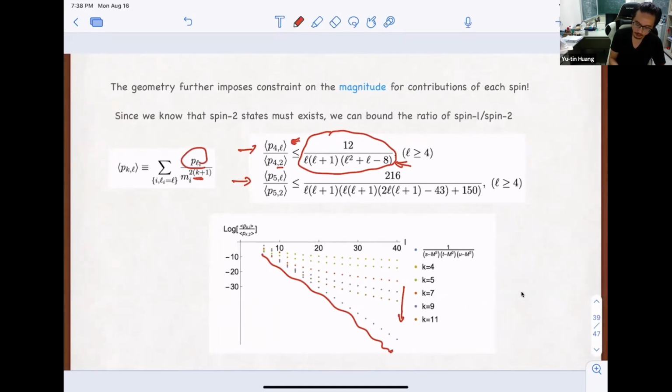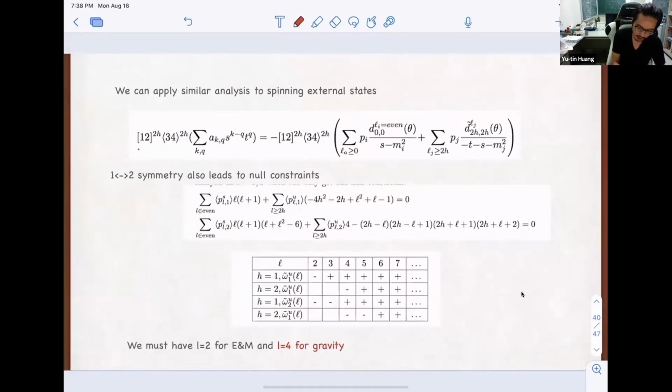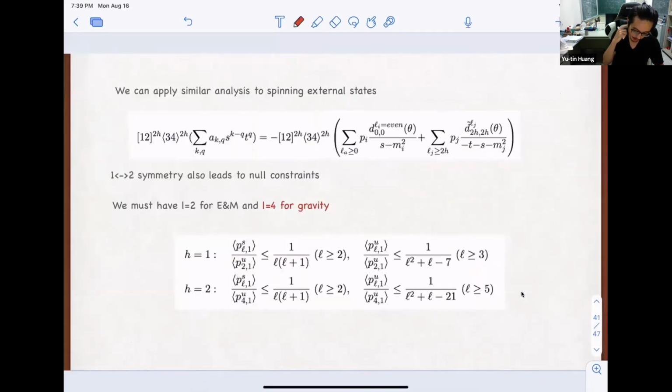Of course, you can do the same analysis if you have external helicity states. For example, the simple analysis tells you that for h equals 1, you immediately see that you need to have a spin 2 state, because here everything is positive and this is negative. And for h equals 2, you see that everything is positive beyond here and you have a negative here, so you have spin 4. So you can also deduce non-trivial statements about what must appear in your spectrum. And of course you can also derive various bounds on the ratio of the spectral functions.